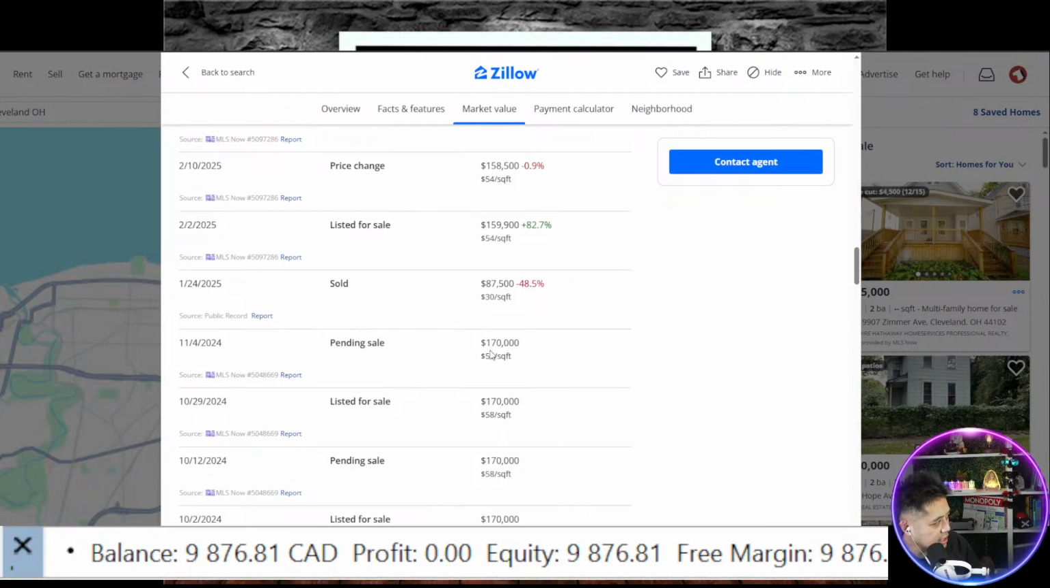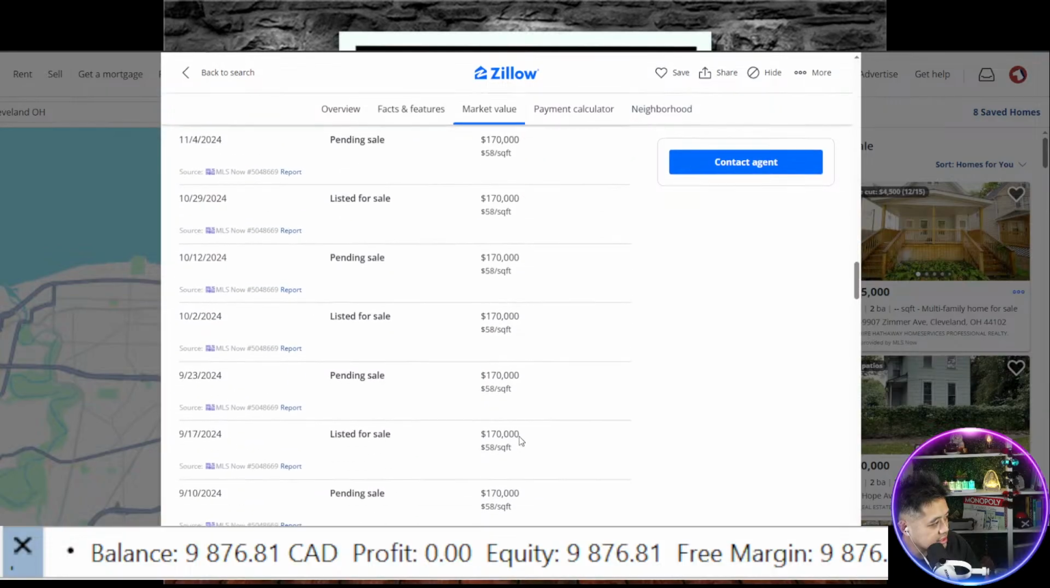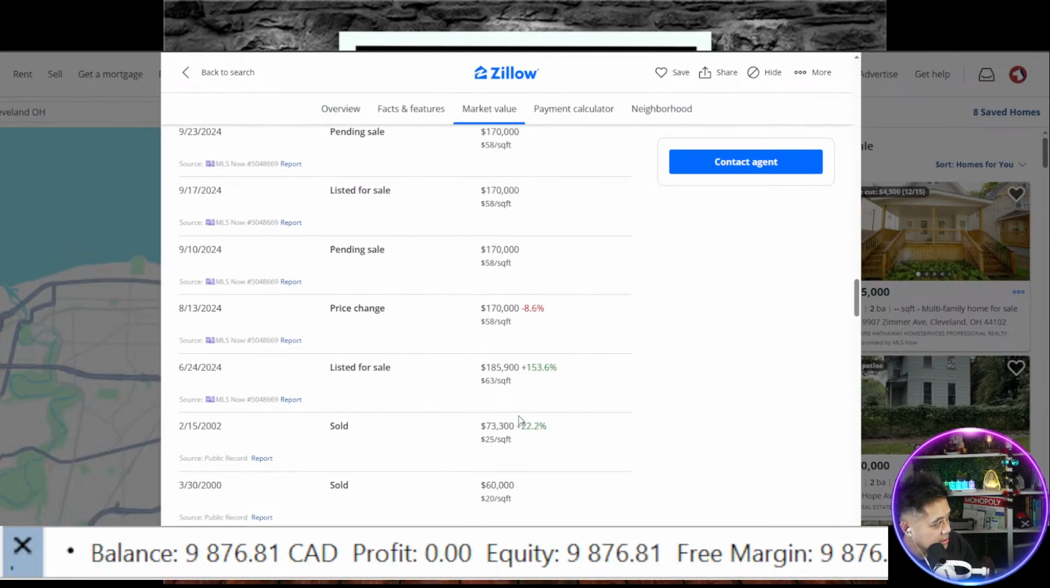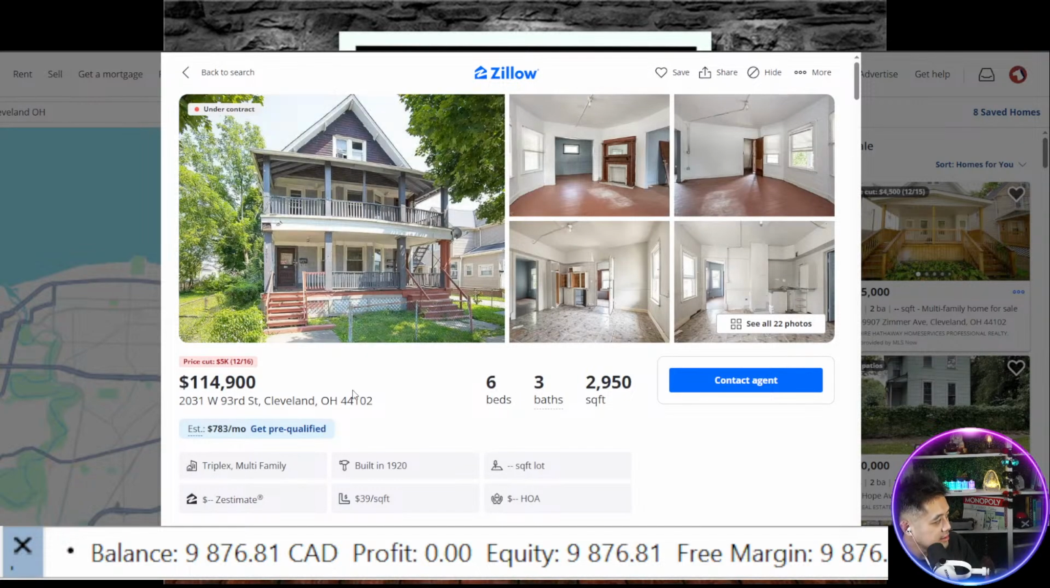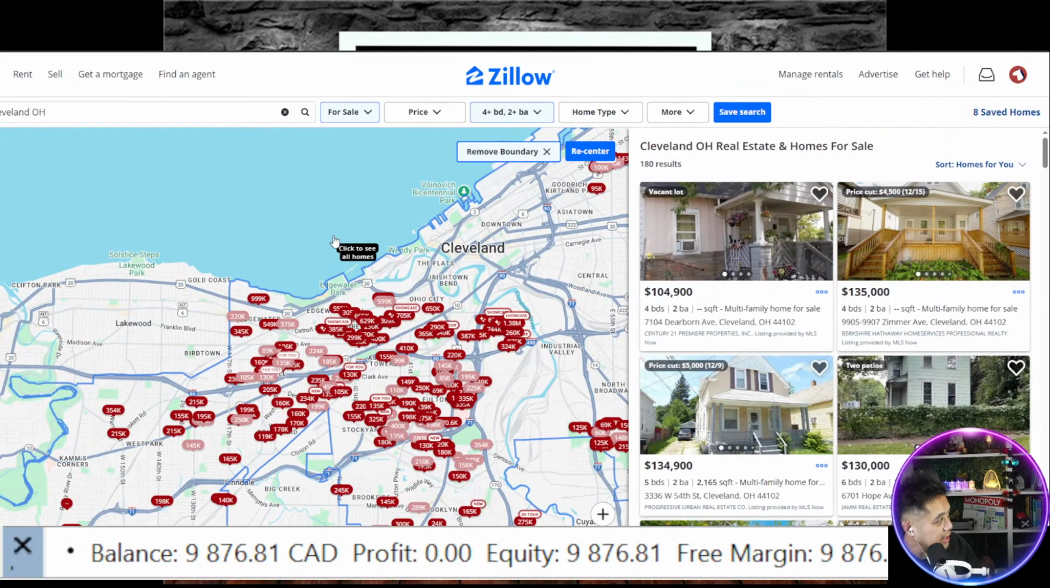Oh, wait, they even tried to sell this in 2024 for $170,000. Oh, $185,000. Oh man, this guy's insane. Oh, never mind. We're talking about a $70,000 drop from their first expectation. This realtor is messed up.